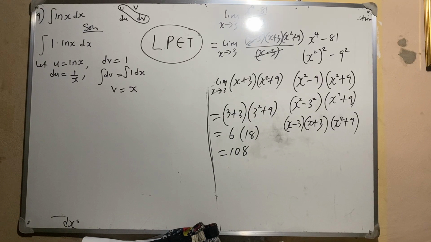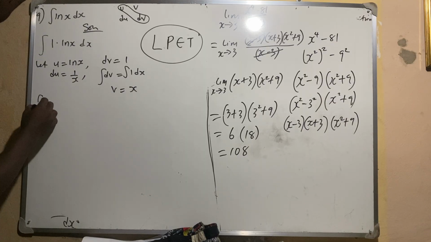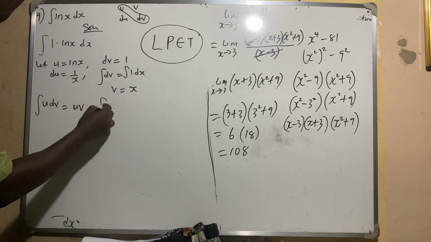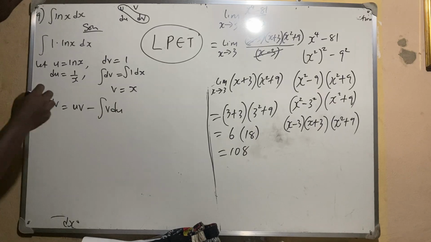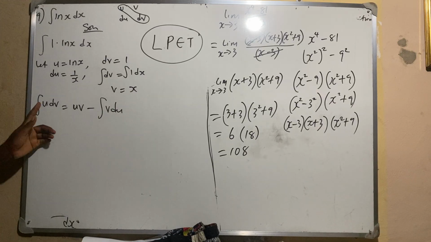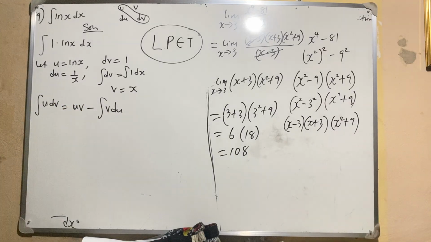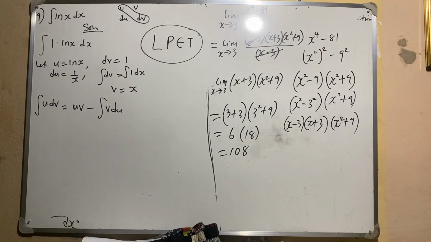Once you have gotten the 4 things you need, then you now write your formula. Your formula says that the integral of u dv is equal to uv minus the integral of v du. The formula is very, very simple. If you know u dv here, it will now just be v du. You get the point. So it's a very simple formula. So let us now put it.